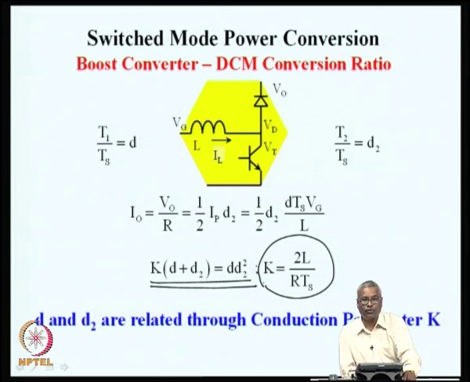It is the ratio of 2L by RTs, and the interesting point is that this conduction parameter has no dimensions. It is a dimensionless parameter, so whatever units you use for 2L by RTs, if you use consistent units, K will always be the same number irrespective of what units are used. So long as consistent units are used, K is a parameter which has no dimensions, and so it is constant irrespective of the units that are used.